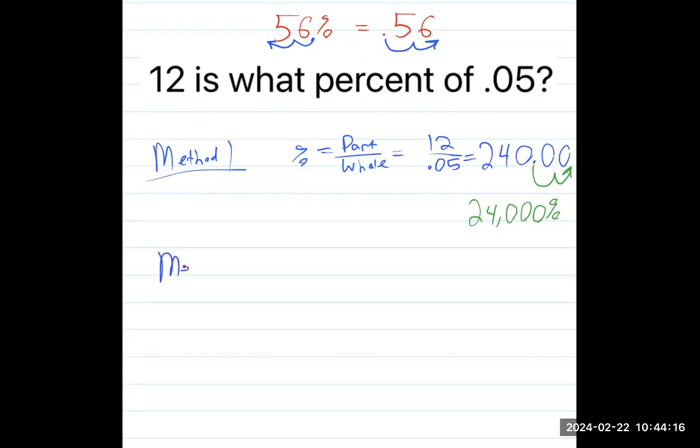So this is one of the questions where the more complicated method, method two, might be the better one. And method two is the percent equation. Just write an equation that matches what we said. 12 is what percent of 0.05? And now we're just doing the math on that.